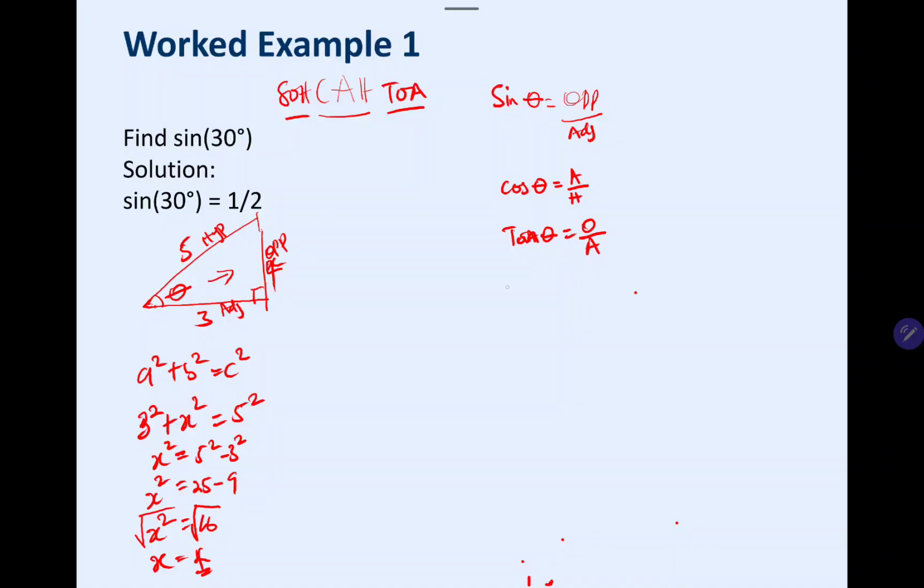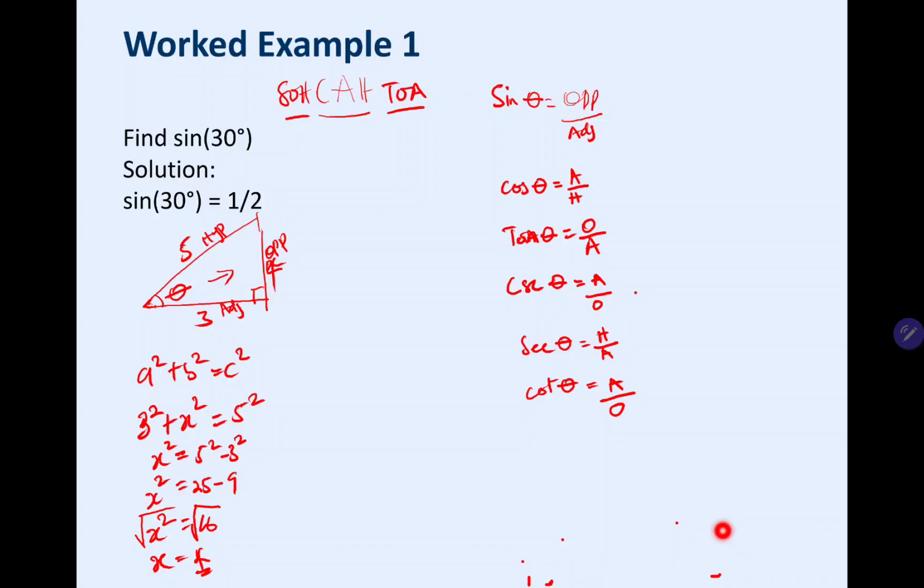Then cosecant theta, we know is the inverse of sine, so we just flip it. That will be the hypotenuse over the opposite side. Then the secant theta will be the inverse of the cos, which we flip again, the hypotenuse over the adjacent side. And the cotan theta will be the inverse of tan theta, which will now be the adjacent over the opposite side.